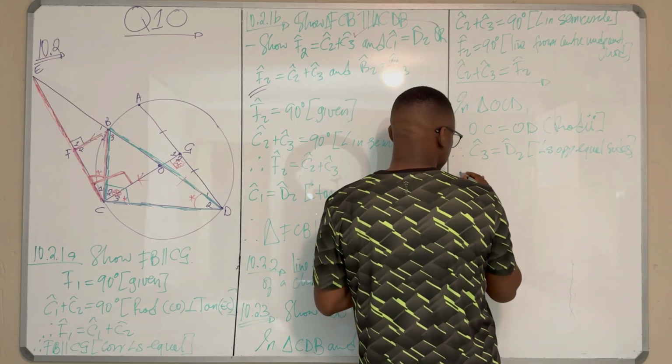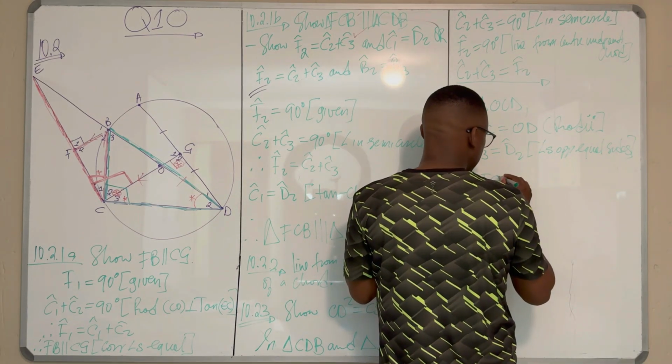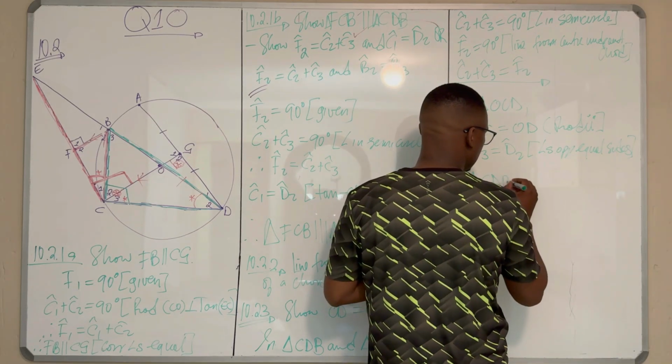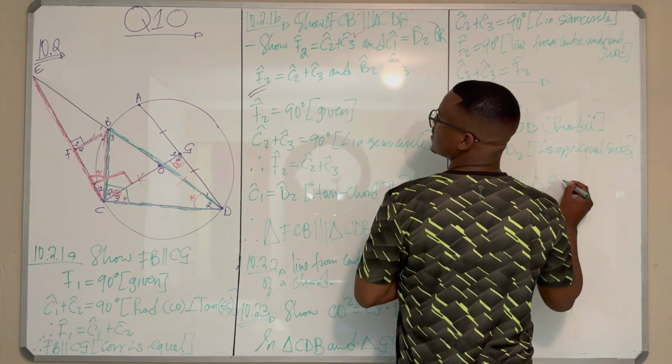Therefore, triangle CDB is similar to triangle GCD.